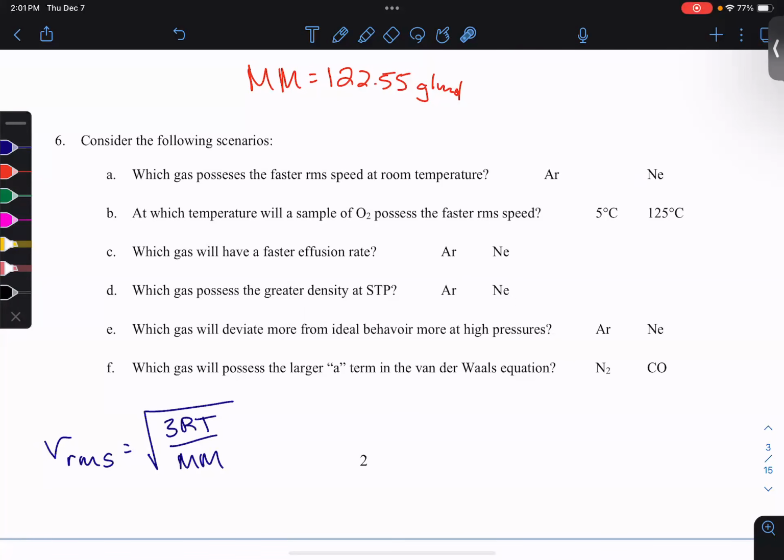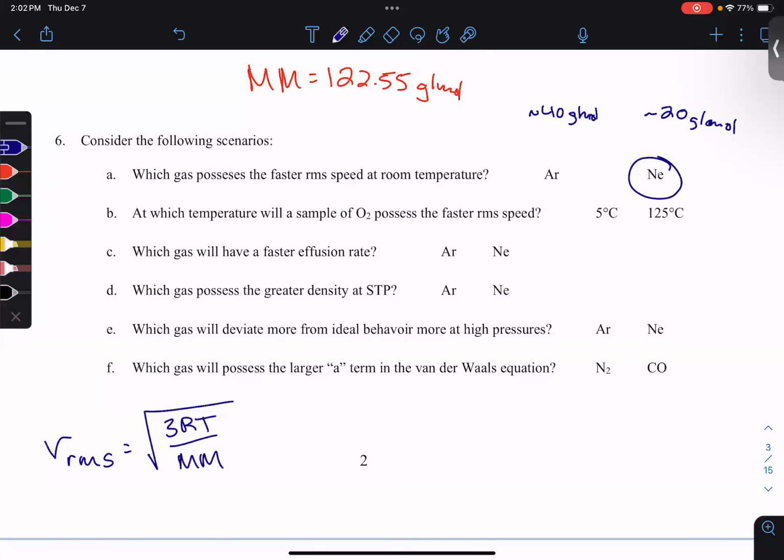And so in that case, I'll give you molar masses. Argon is like 40 grams per mole and neon is like 20 grams per mole. So that means neon's particles are going to be overall faster because they're lighter. If they're both at room temperature, they have the same average kinetic energy, but because neon is composed of lighter particles, they're moving faster.